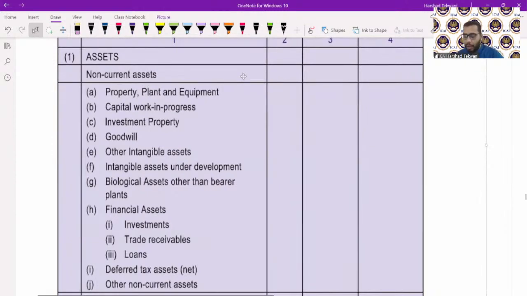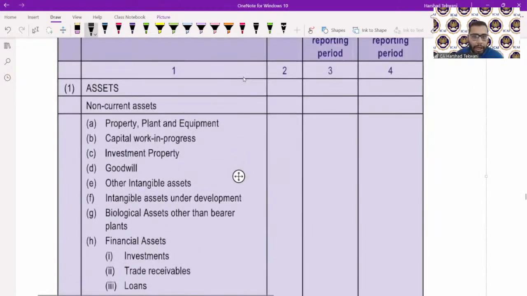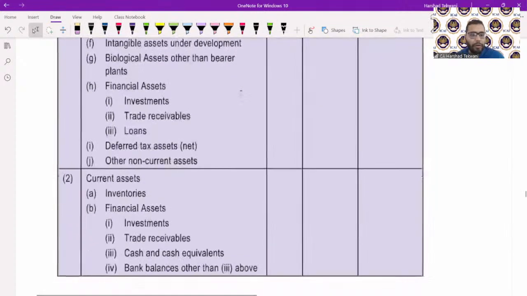Then starting with assets first. Again, you need to bifurcate between two categories in the balance sheet: non-current and current assets. So the first one is your non-current assets, and then you disclose current assets.